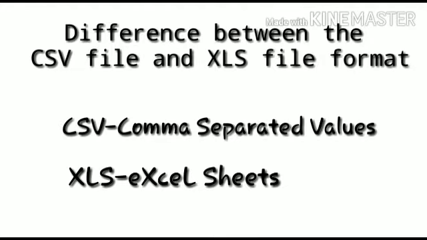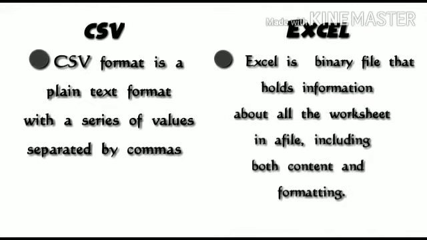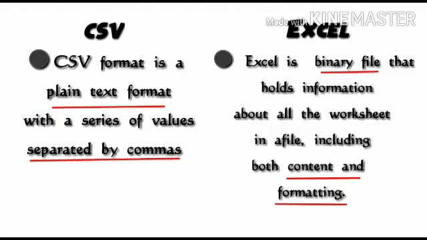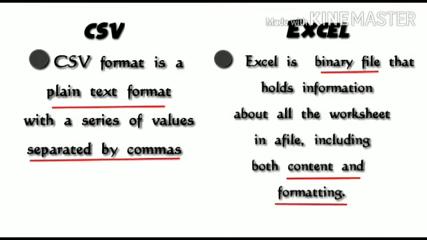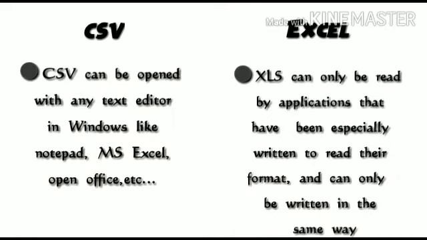The expansion of XLS is Excel sheets. The difference between XLS and CSV is that Excel is a binary file that holds information about all the worksheets in a file. Here, each and every record is stored in a spreadsheet format. But a CSV file is a plain text format with a series of values separated by the comma operator. An XLS file can only be read by that application, but a CSV file can be opened in any text editor.